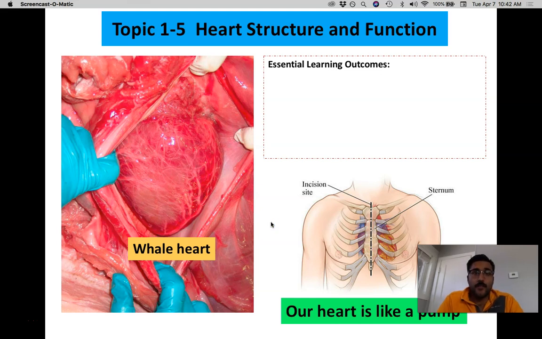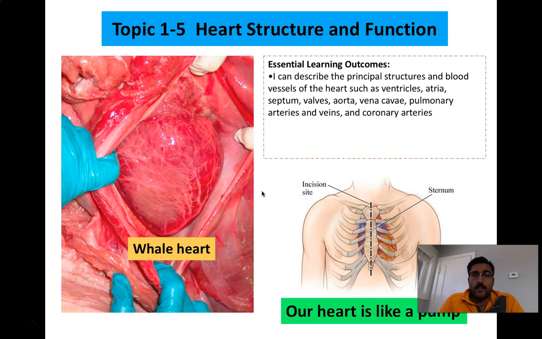Okay, Science 30. This is a video on the heart, the structure of the heart, function of the heart, and blood flow in and out of the heart. We're going to focus primarily on the main structures of the heart: the ventricles, the atria, septum, valves, aorta, vena cava, pulmonary arteries, and pulmonary veins, and then the coronary circulation. By the end of this, you should be able to look at a diagram of the heart, label the different structures within the heart, and then describe blood flow throughout those different structures.